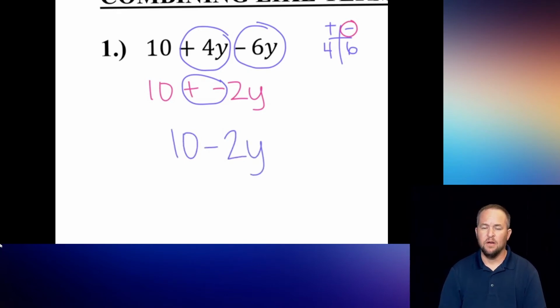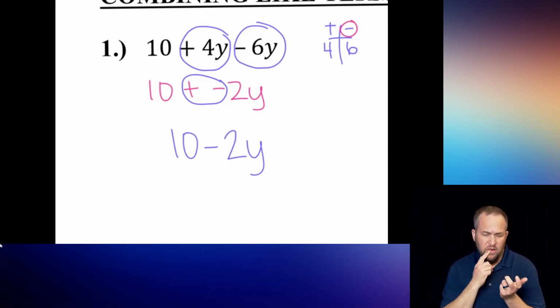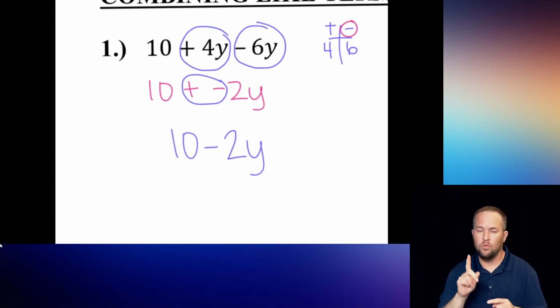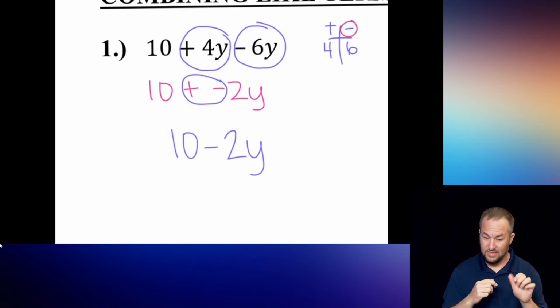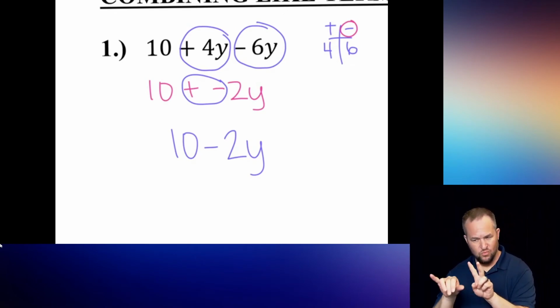Why can't I combine these two things, and why can't I just say, oh, it's 10 minus 2, so therefore I have 8y? Well, we can't combine them because these are not like terms, because this one has a y, and then this term of 10 does not have a y. So this is actually just our final answer.